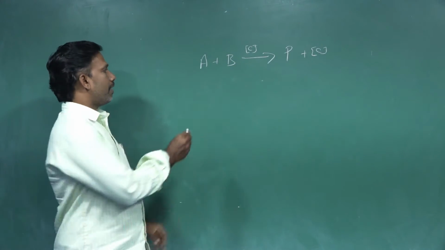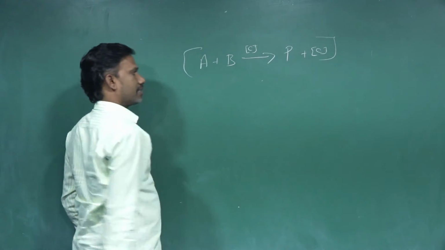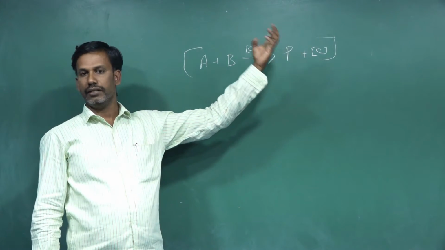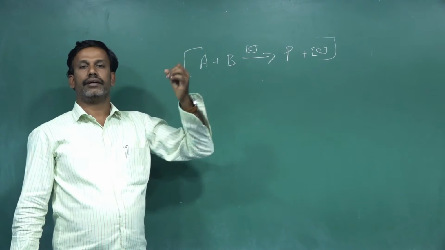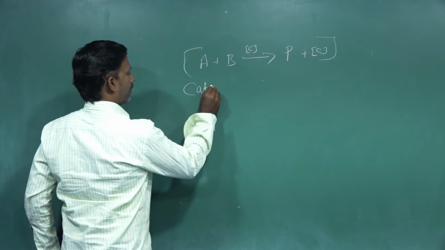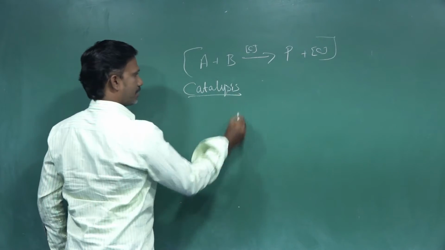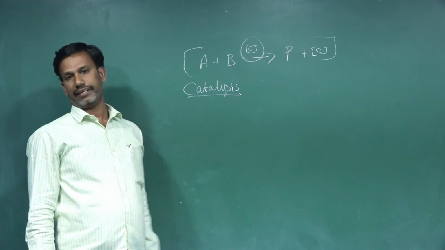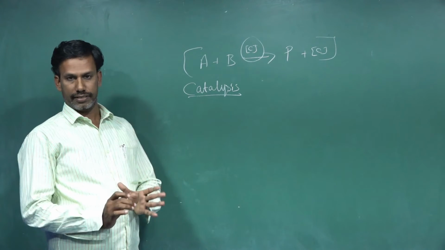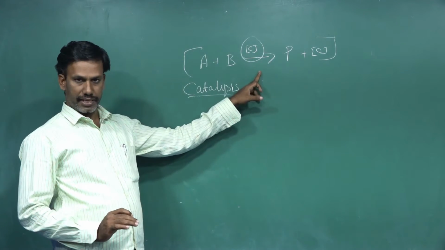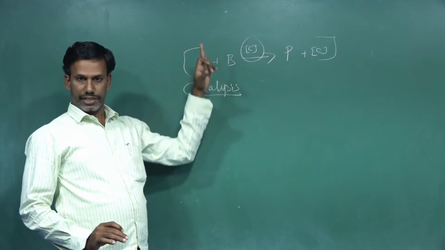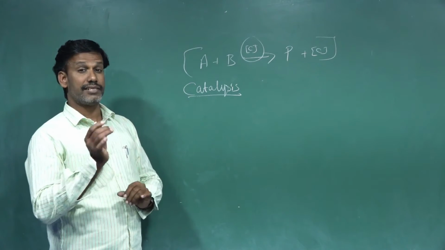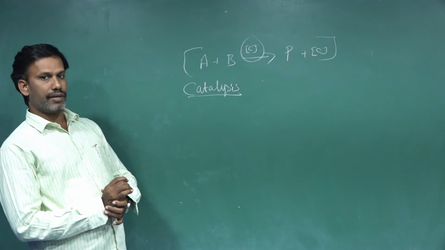Then the process, or the phenomenon, by which we use some substance to alter the rate of the reaction is called catalysis. The substance which we use is called a catalyst. The process is called catalysis. Now it's clear what catalysis is. Catalysis is nothing but adding some substance to the reaction that alters the rate of the reaction. That substance is called a catalyst. The process is called catalysis.